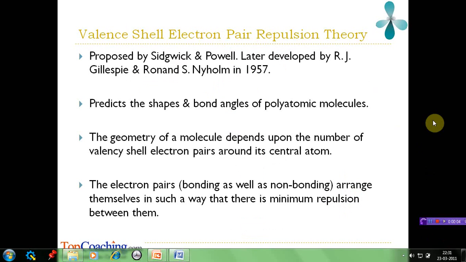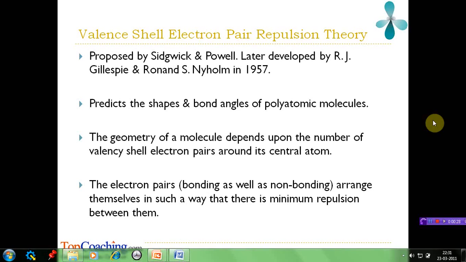Our next topic is valence shell electron pair repulsion theory. This theory was proposed by two scientists, Sidgwick and Powell, and then it was later developed by R.J. Gillespie and Ronald S. Nyholm in 1957 to its present form. This theory is used to predict the shapes and bond angles of polyatomic molecules.